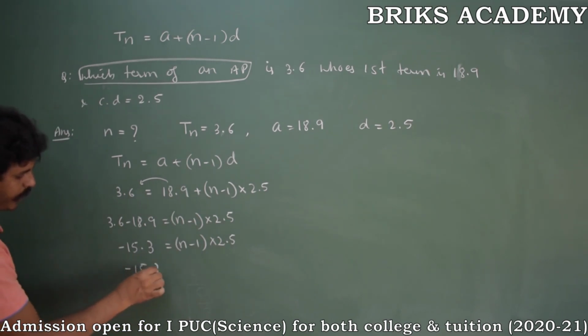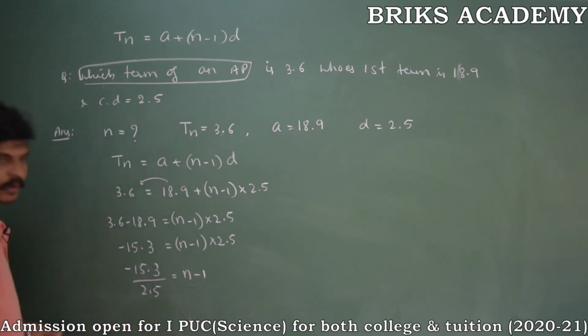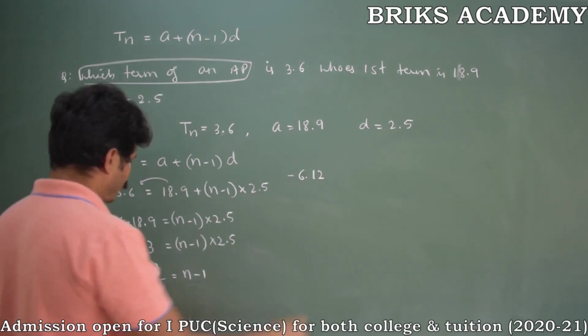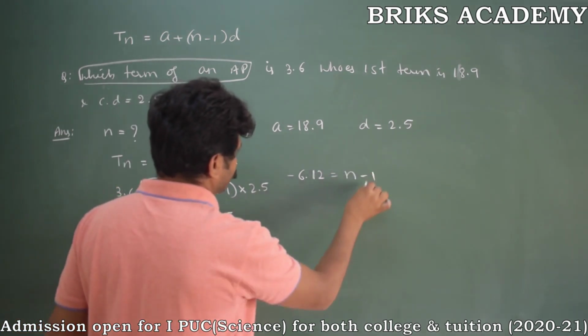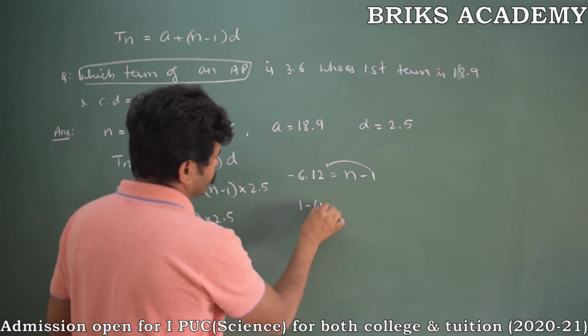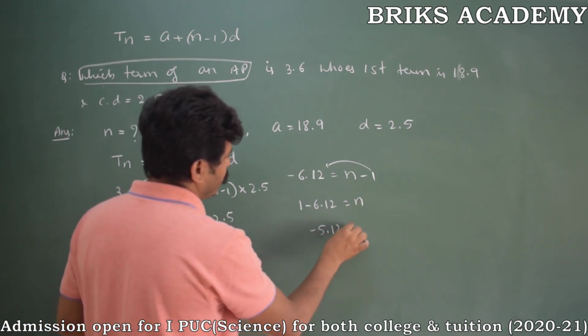Minus 15.3 divided by 2.5. How much is it? Minus 15.3 divided by 2.5 is minus 6.12, which is equal to n minus 1. If I take minus 1 this side, it becomes plus 1. 1 minus 6.12 equal to n, or minus 5.12 equal to n.